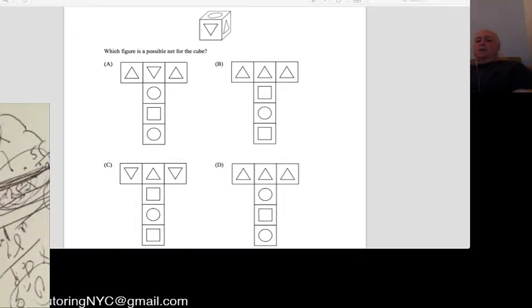Again, if you're not good with visual space stuff, wait, how do you know whether the other shape is on the side of it? You don't know. Let me go back to the question for 1 second. It says, which figure is a possible net? So B, C, and D can't be possible just because of the orientations.